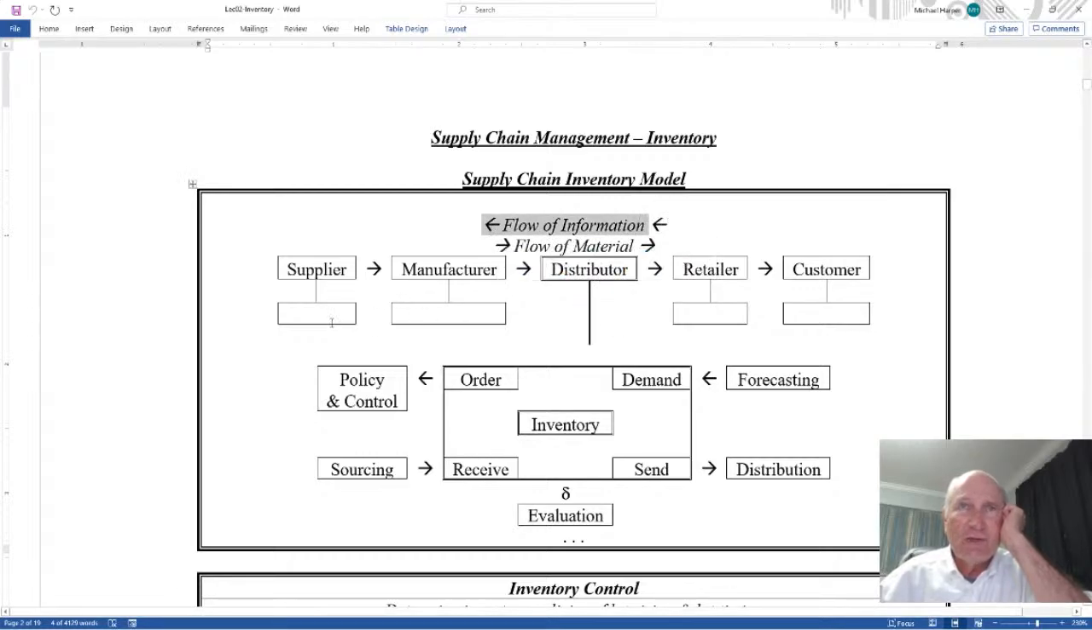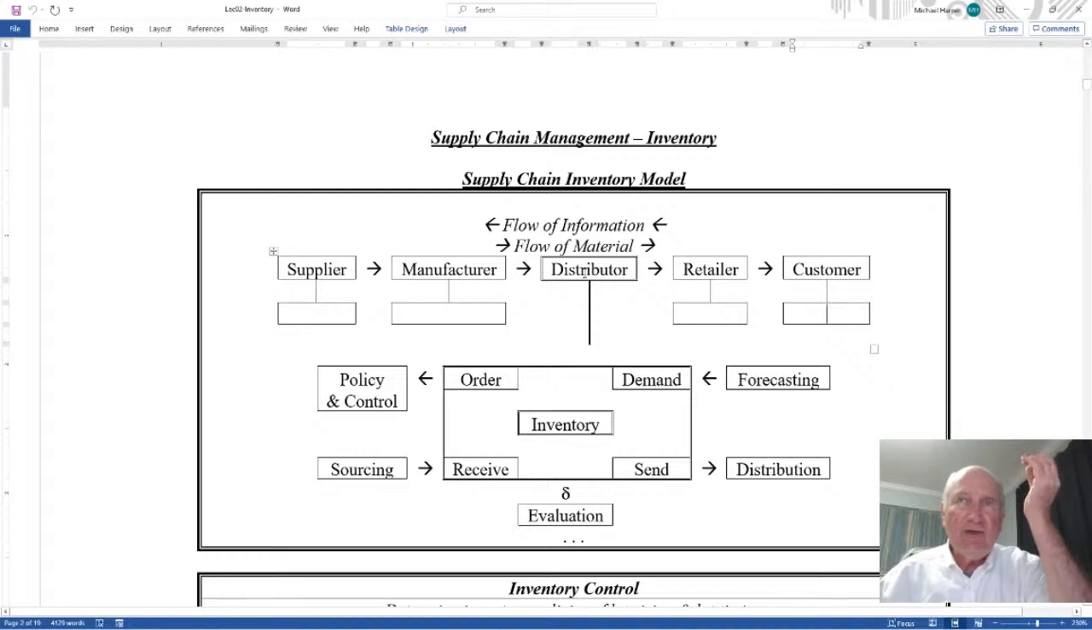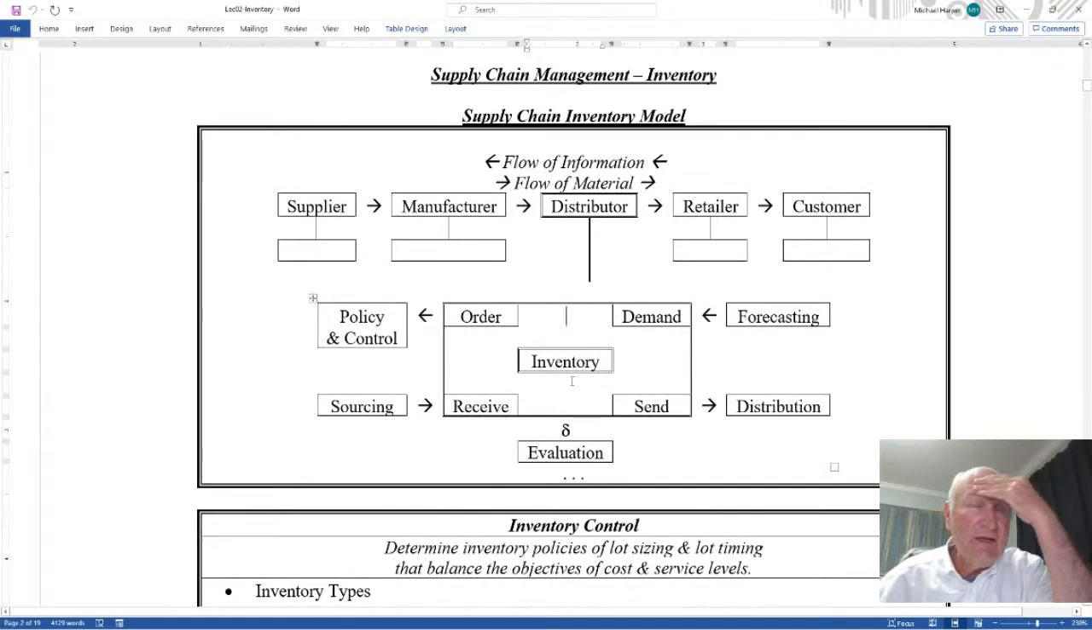Each one of these is an operation, but if we take a distributor, only one of these stages. Even though I'm taking the distributor, the same thing could be the manufacturer, the retailer, the wholesaler, whatever. But when I take the distributor here, which is a very good stage to look at, essentially we have 5 things going on that a distributor needs to look at to be coordinated and integrated with the supply chain.